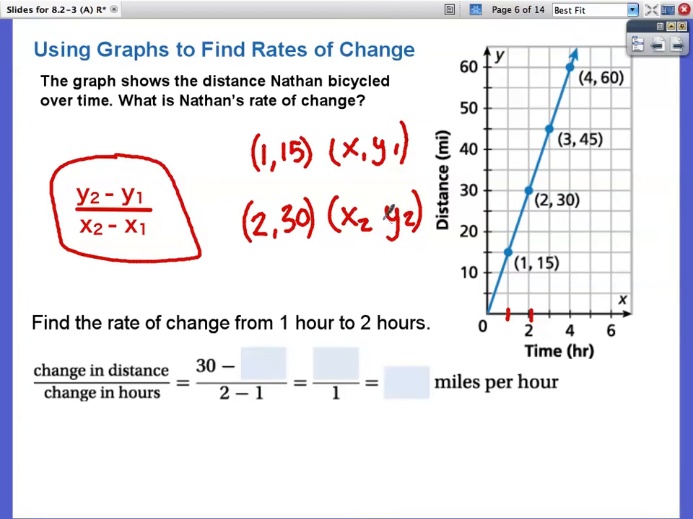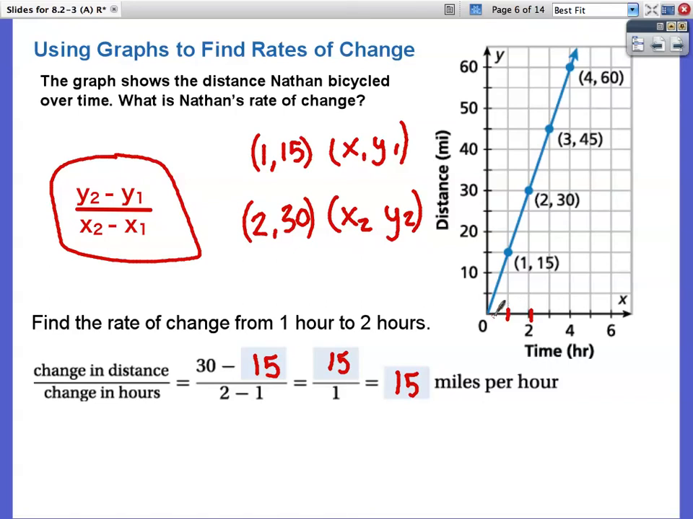y2 was 30. y1 is 15. x2 happens to be 2, and x1 is 1. When we do the math, we get 15 over 1, or 15 miles per hour. So that means the rate of change from the first hour to the second hour was 15 miles per hour.